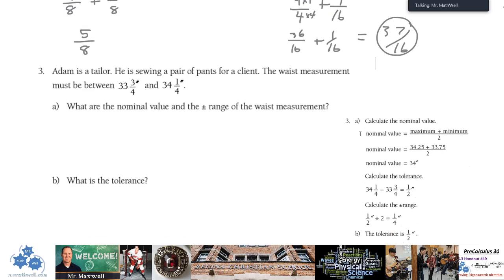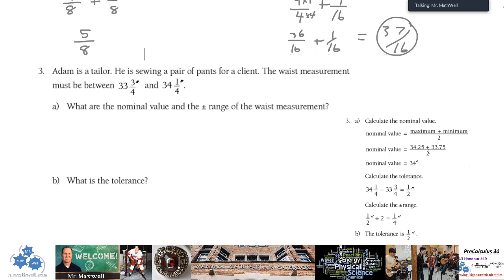All right. We start getting into talking about something called nominal value. The nominal value, when you're given a range of measurements, would be the average of those two. You might remember that from your studies. The nominal value for these measurements, sewing a pair of pants, is anywhere from 33 3/4 inches to 34 1/4 inches.